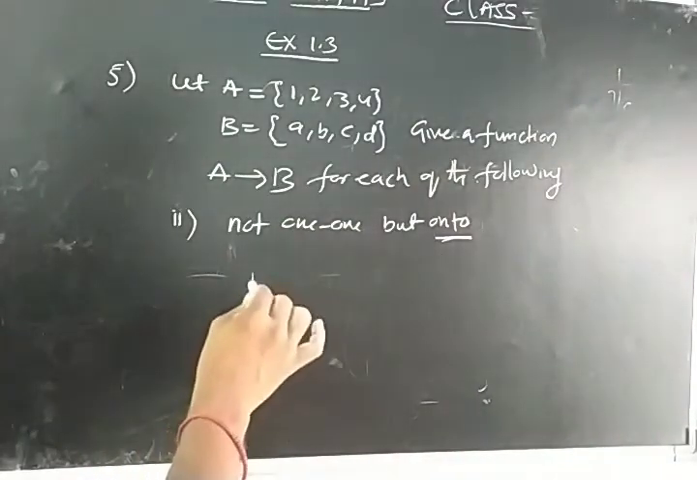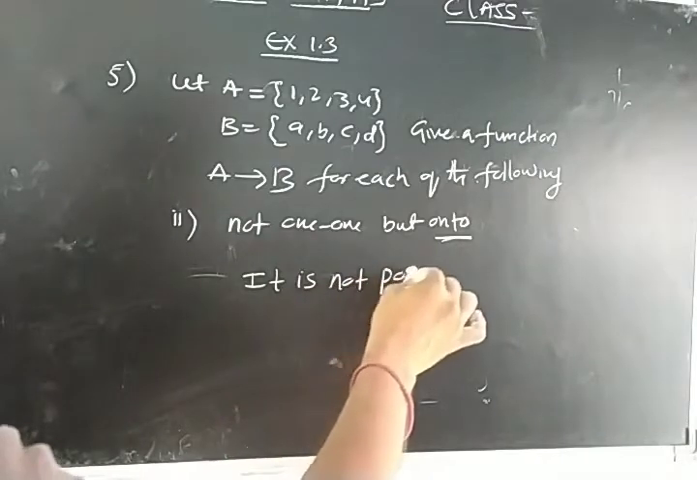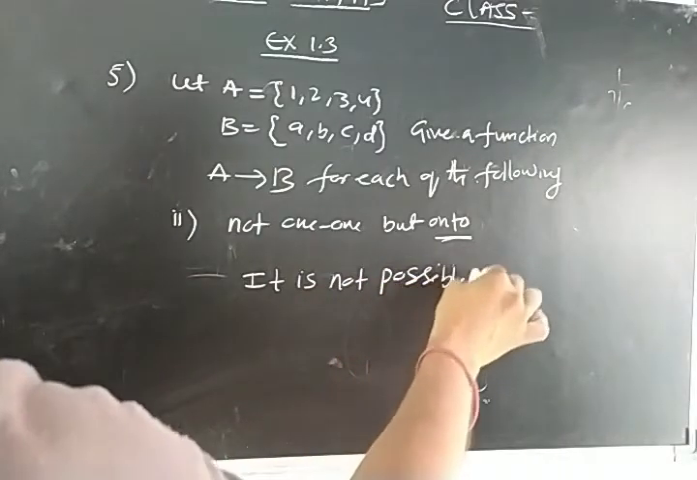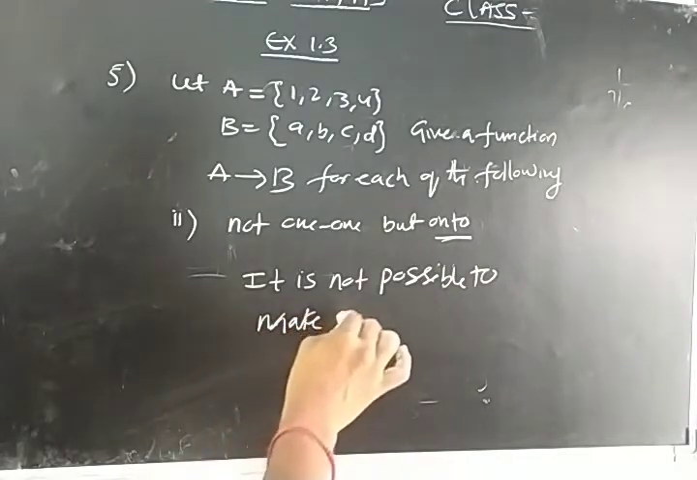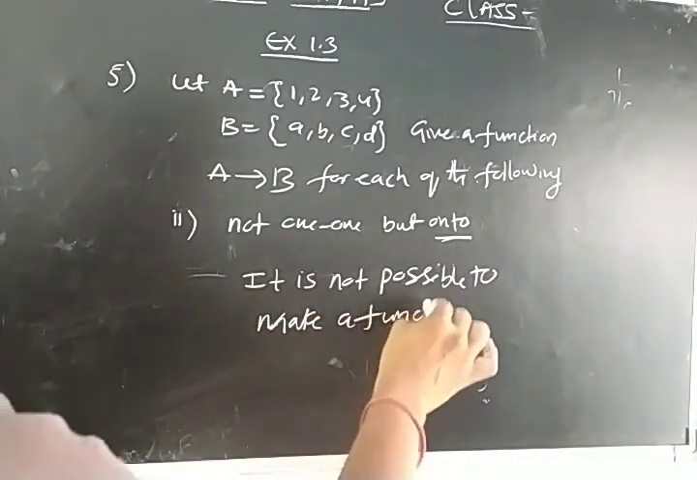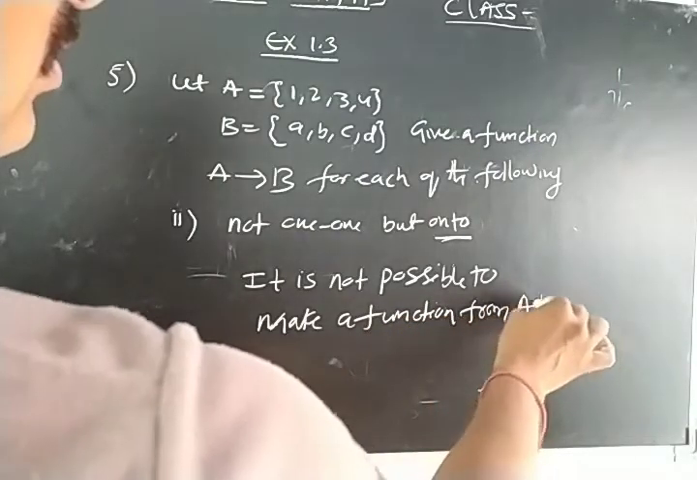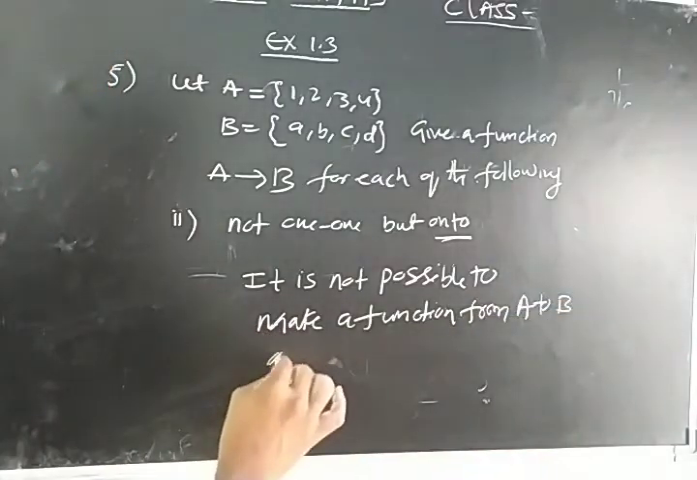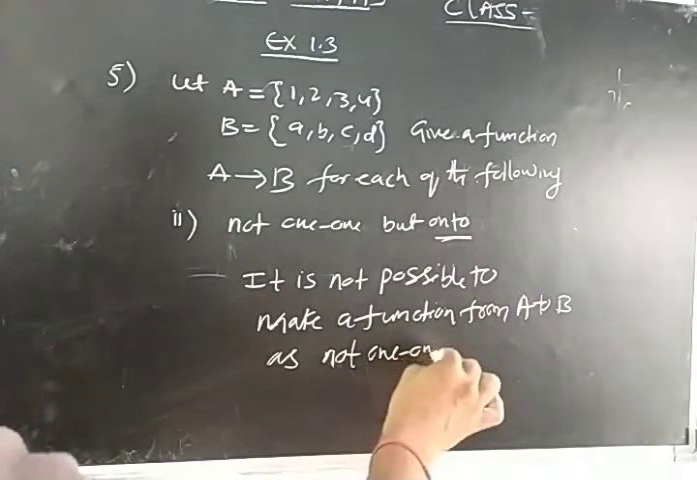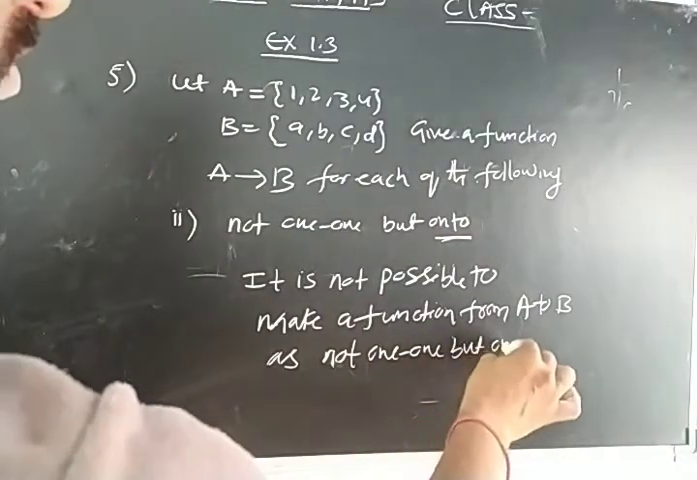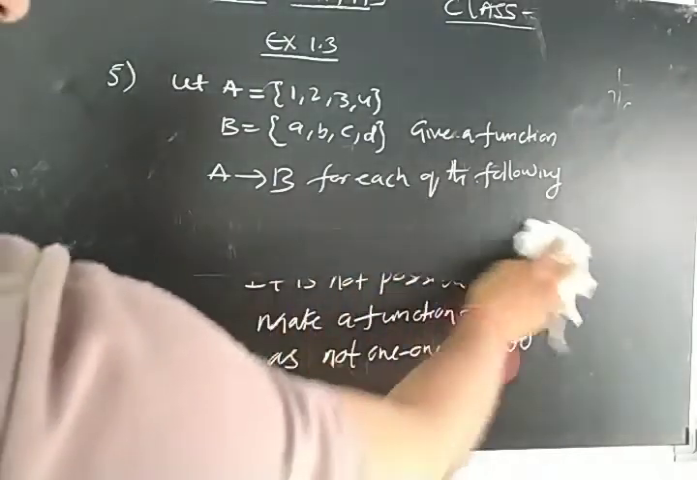So therefore it is not possible, right? It is not possible to construct, to make a function from A to B as not one-one but onto. So this is not possible. Second one not possible for these two sets.